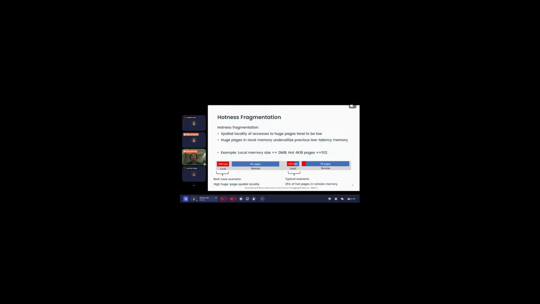However, in a typical scenario, these pages are not contiguous in the virtual address range and cannot be co-located together in the same huge page. This leads to an underutilization of precious local memory. In the disaggregated memory latency regime, placing hot pages in remote memory has a very high penalty. Consequently, it is much more efficient to have slightly worse translation performance to local memory than paying the high penalties for remote memory accesses. More information regarding hotness fragmentation and further details can be found in our paper.